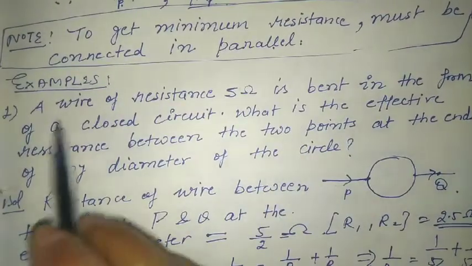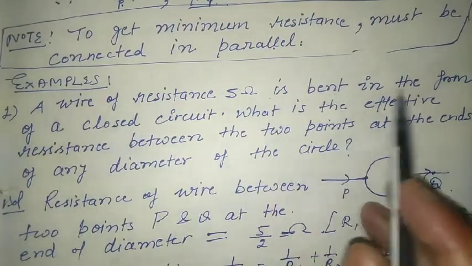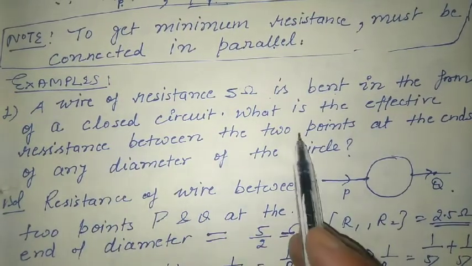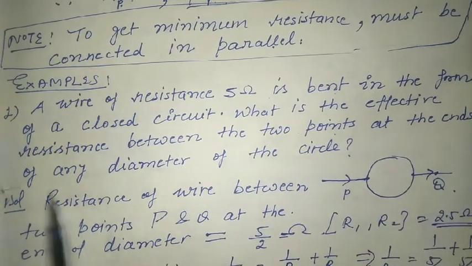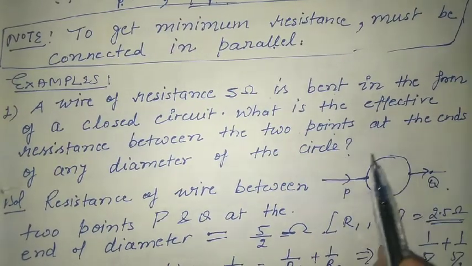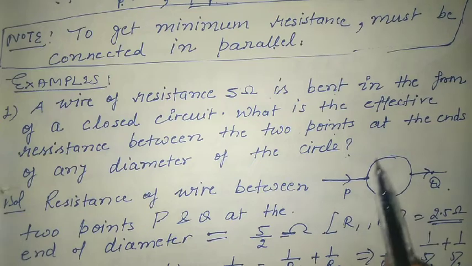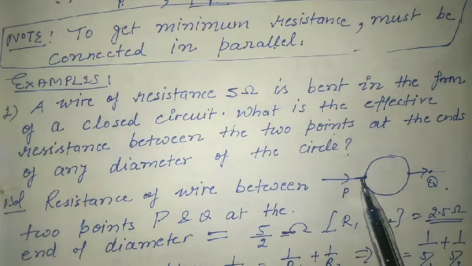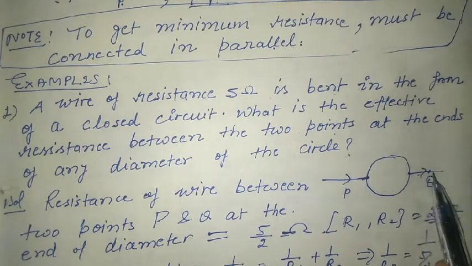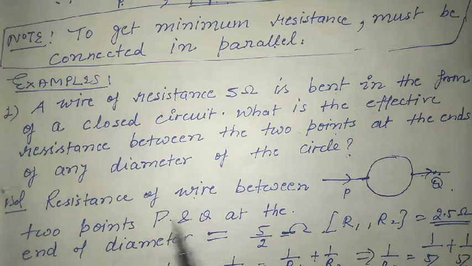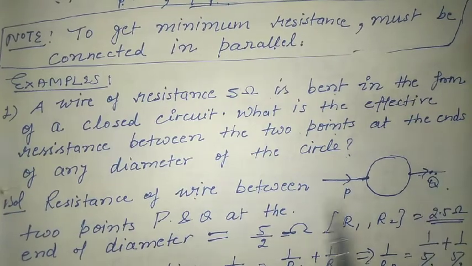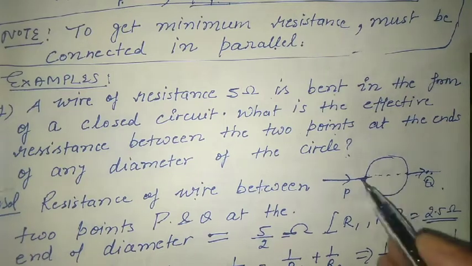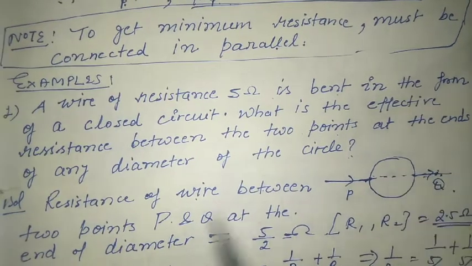When a numerical is given: a wire of resistance 5 ohm is bent in the form of a closed circuit. What is the effective resistance between the 2 points at the ends of any diameter of the circle? So this is the diameter of the circle. This is the wire we have closed, a closed circuit in the form of a circle. Here is the point P and this side is point Q. We have to find the resistance of the wire between the 2 points P and Q at the ends of the diameter.